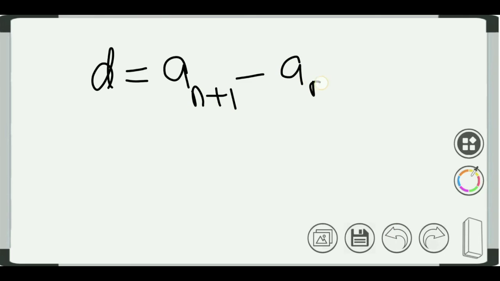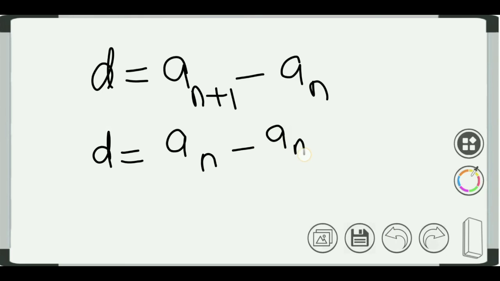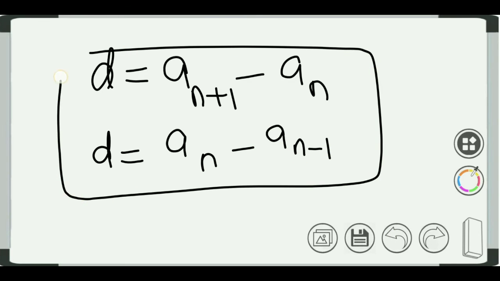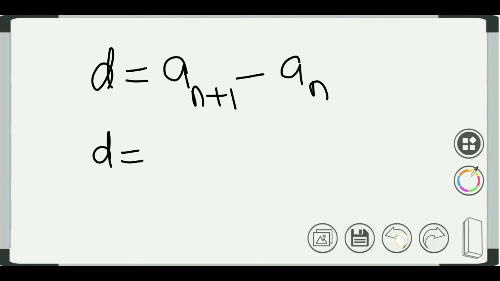They have given in the summary d equals a k plus 1. Instead of n, they have given k plus 1. You can take any constant term. See, a n plus 1 minus a n and a n minus a n minus 1, both are the same. Both terms are equal. You can write it either way.